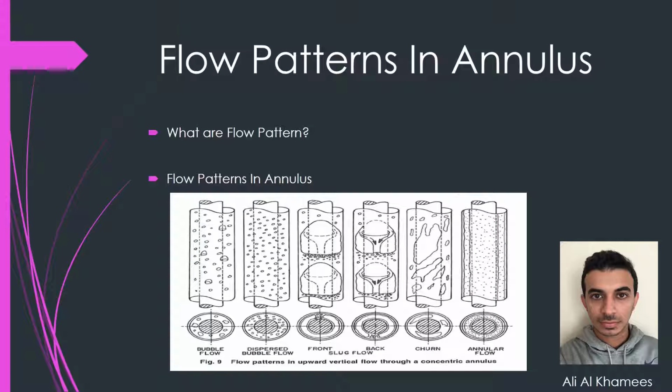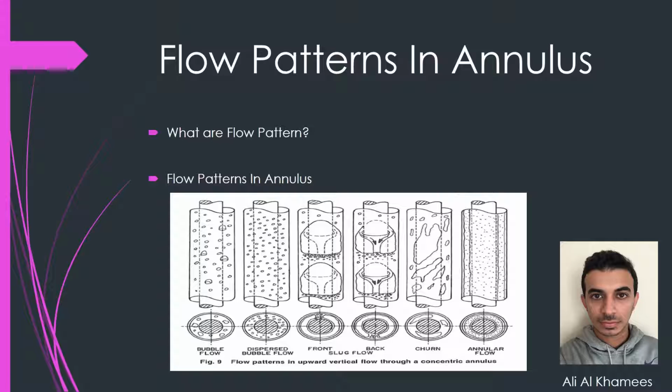Another important aspect of our topic is flow patterns. Flow patterns are generally the flow shapes that gas and liquid take, depending on the flow speed of both fluids. Fluid flow patterns are dictated by fluid properties and annulus geometry. In general, flow patterns can be divided into 5 main patterns. First is bubble flow, where gas phase is dispersed into small bubbles in a continuous liquid phase. Second is dispersed bubble flow. It is the same as the bubble flow, but the bubble shape is more spherical.